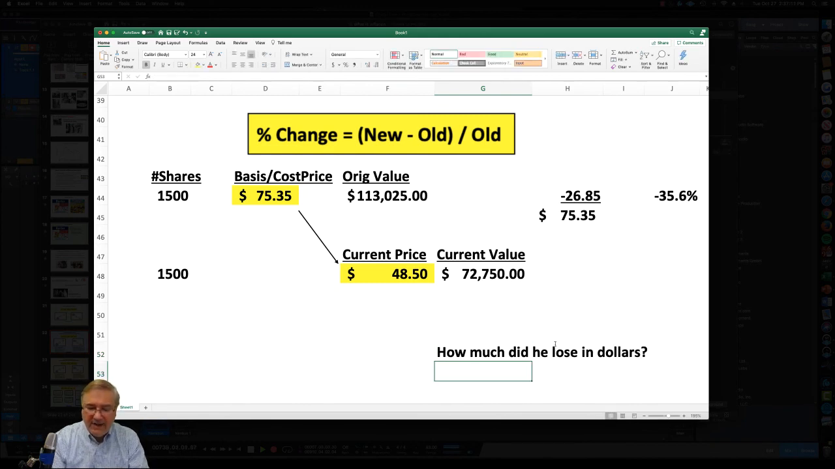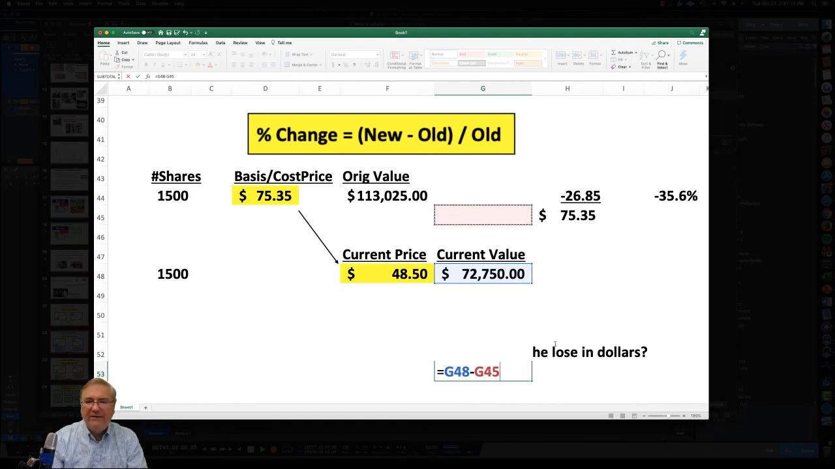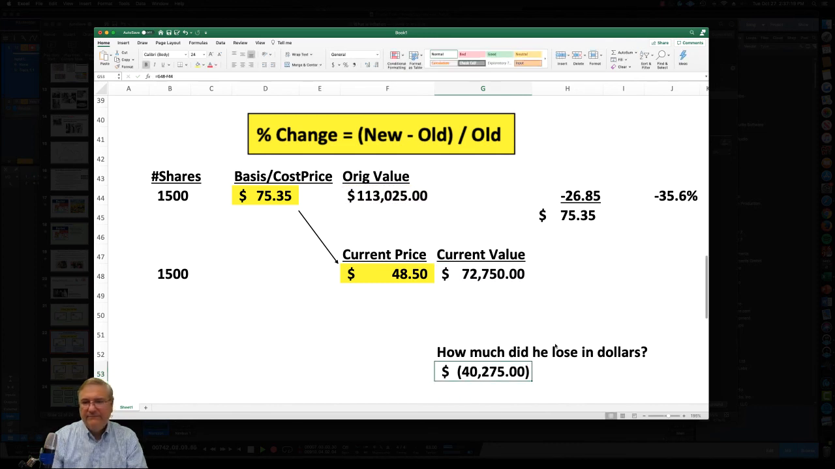Well, to calculate that, we just go equals the current value minus the original value. And as you can see, he lost $40,275. Let me put that in regular currency format. He lost $40,275. And that's what can happen if a stock gets pummeled by 35.6% in value.